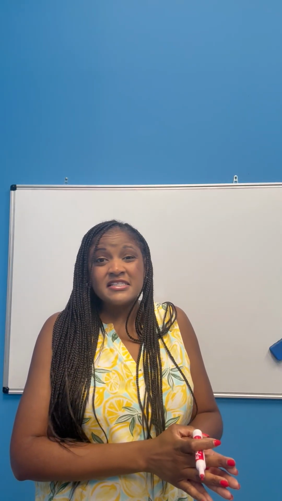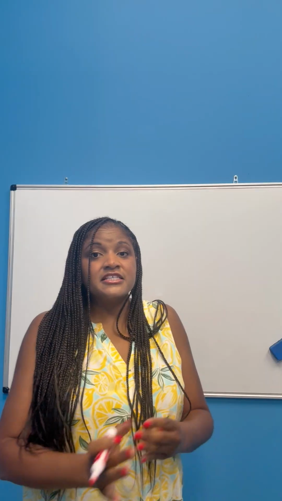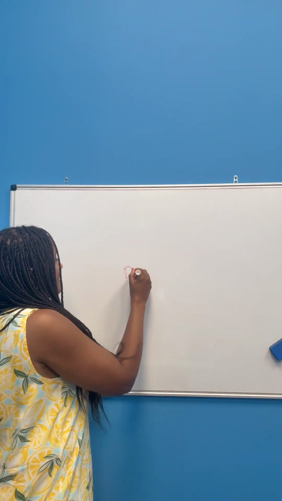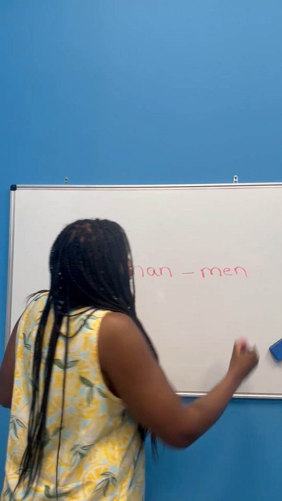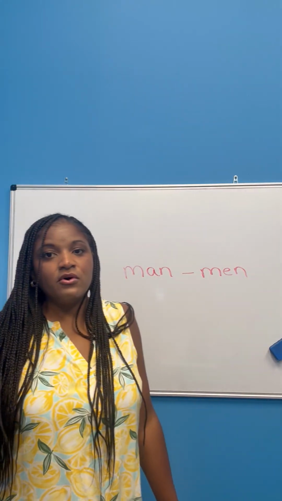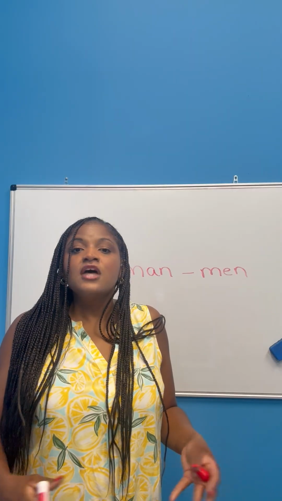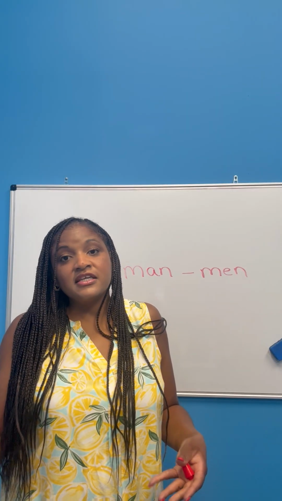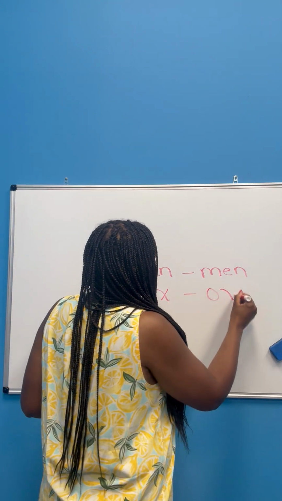So that one is definitely going to be based on your memory. So we started with child. It's not childs, it's children. Mouse is mice. We have man, men. So here we just changed the middle vowel. So a lot of these, the spelling changes, so you're going to have to memorize these. Oh, here's another one. Ox, oxen.